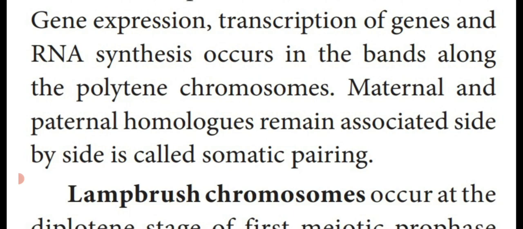The maternal, the mother, and the paternal, the father, homologous chromosomes remaining associated side by side is called somatic pairing. So the mother chromosome and the father chromosome, that is homologous chromosomes, associated side by side is called somatic pairing. This is the structure of the polytene chromosome. It is a very important 5-mark question.